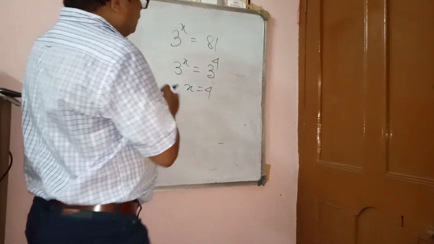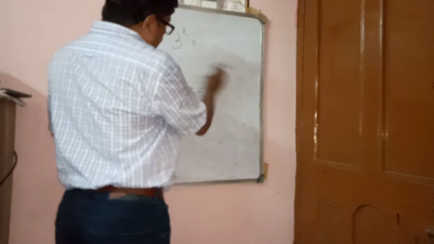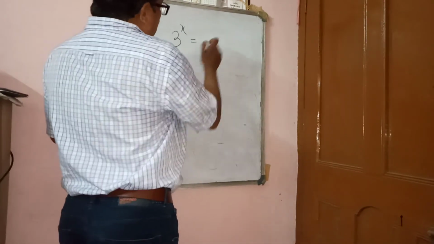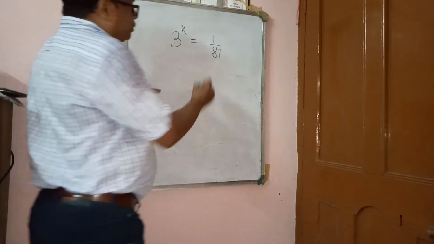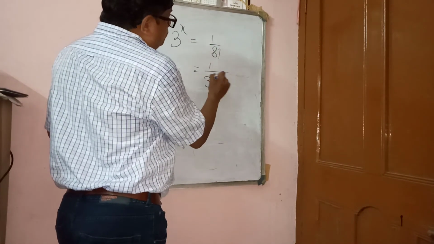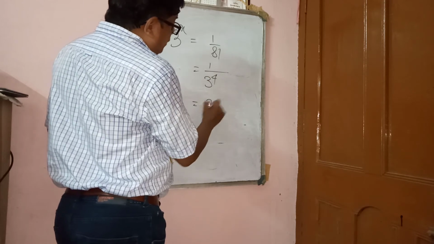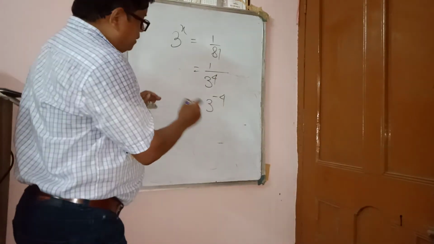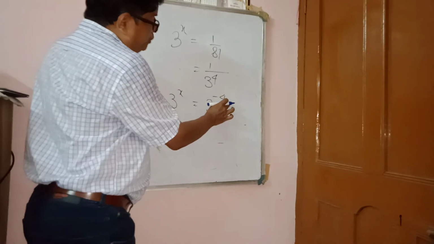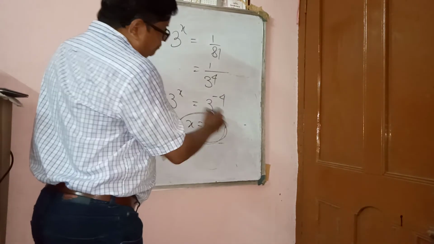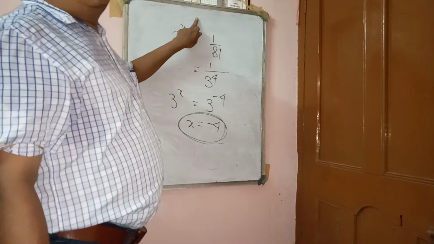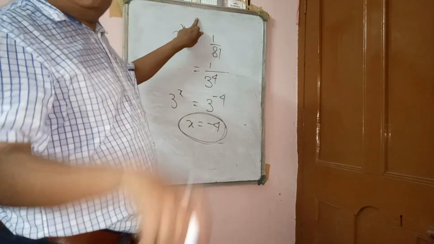If 3 to the power x equal to 1 by 81, what is the value? You can write 1 by 3 to the power 4, which is 3 to the power minus 4. So 3 to the power x equal to 3 to the power minus 4, so x equal to minus 4. Yes, 3 to the minus 4 is 1 by this.